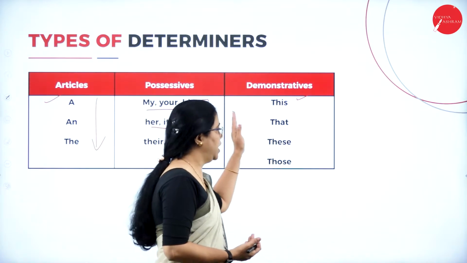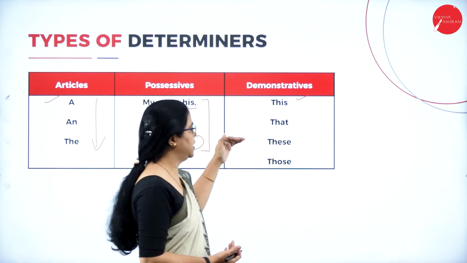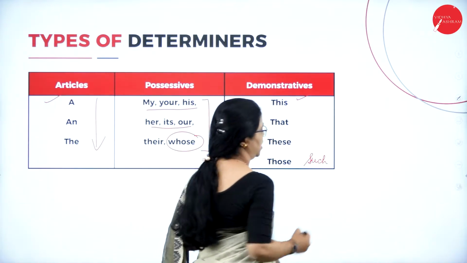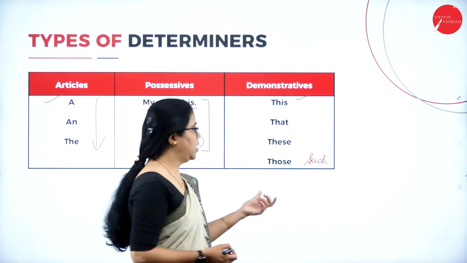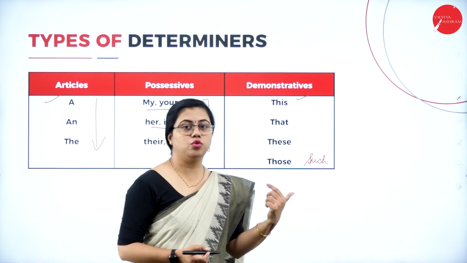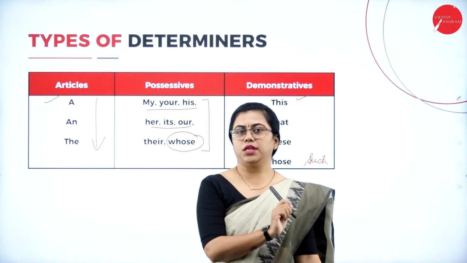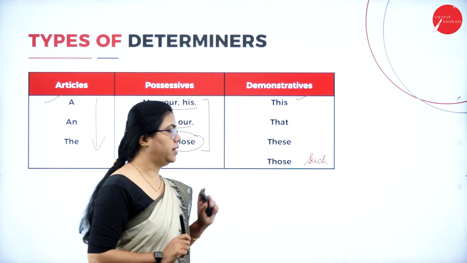There are only 4 or 5 demonstratives in English: this, that, these, those, and such is also sometimes used as a demonstrative. For example, such pens cost high. So these are the words which we use to point at something and talk about it. That's when we use demonstratives.